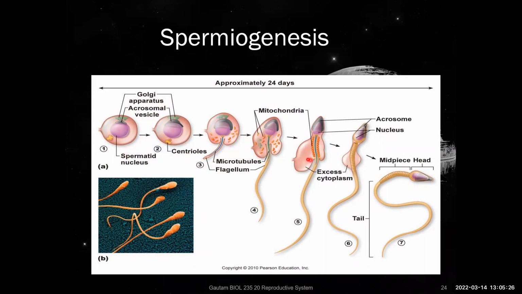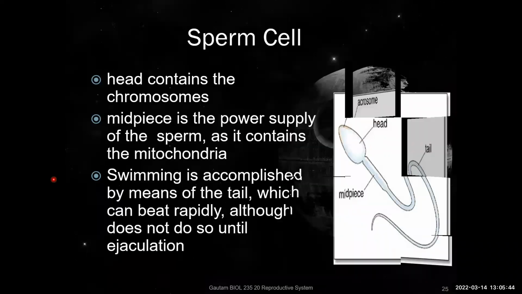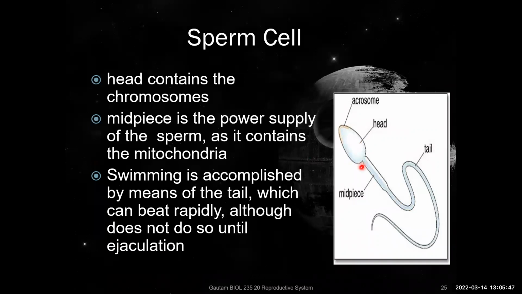You don't need to know all these steps or all these parts. You just need to know that the sperm cell looks like this in the beginning. It goes through this process and you finally have the mature sperm. So the mature sperm has a specific anatomy and specific regions to it.